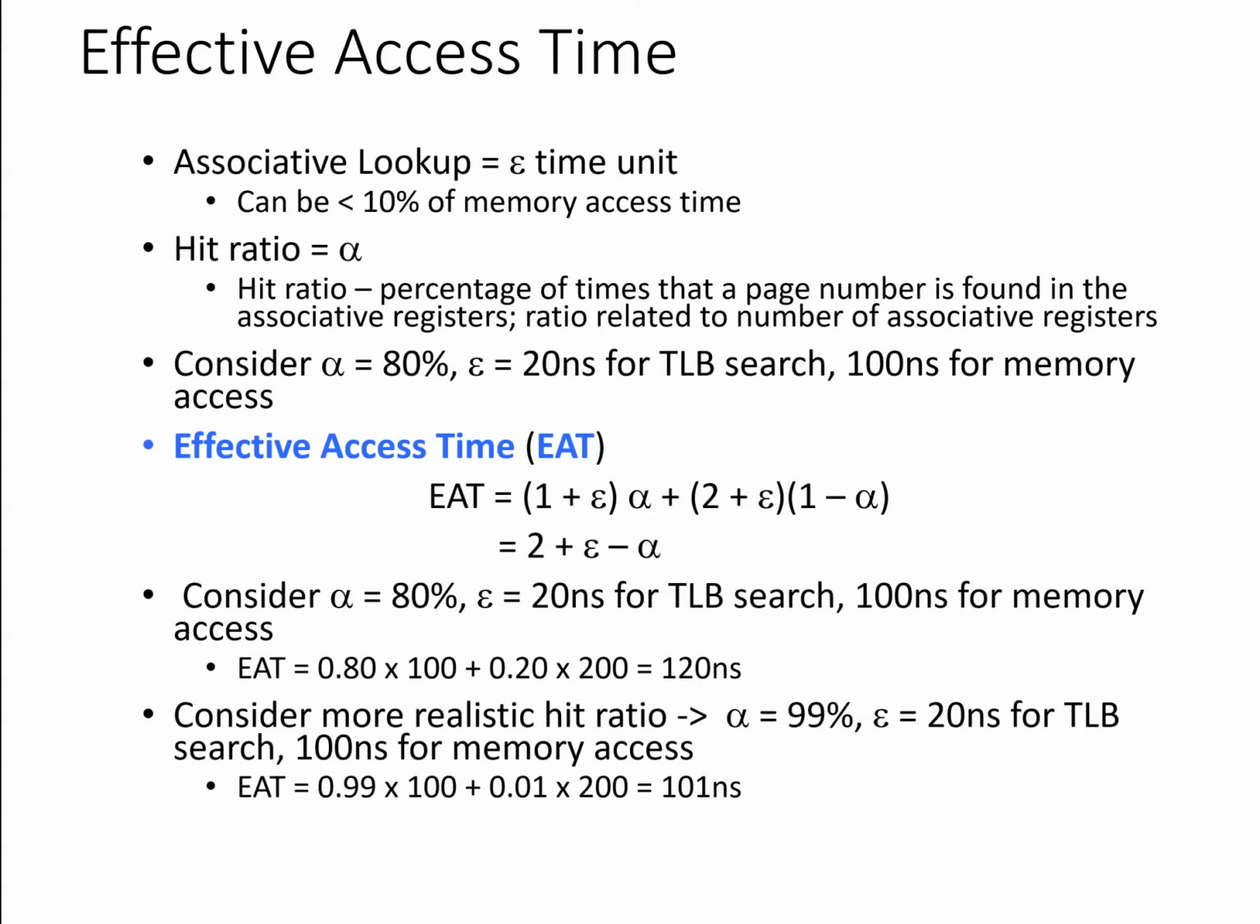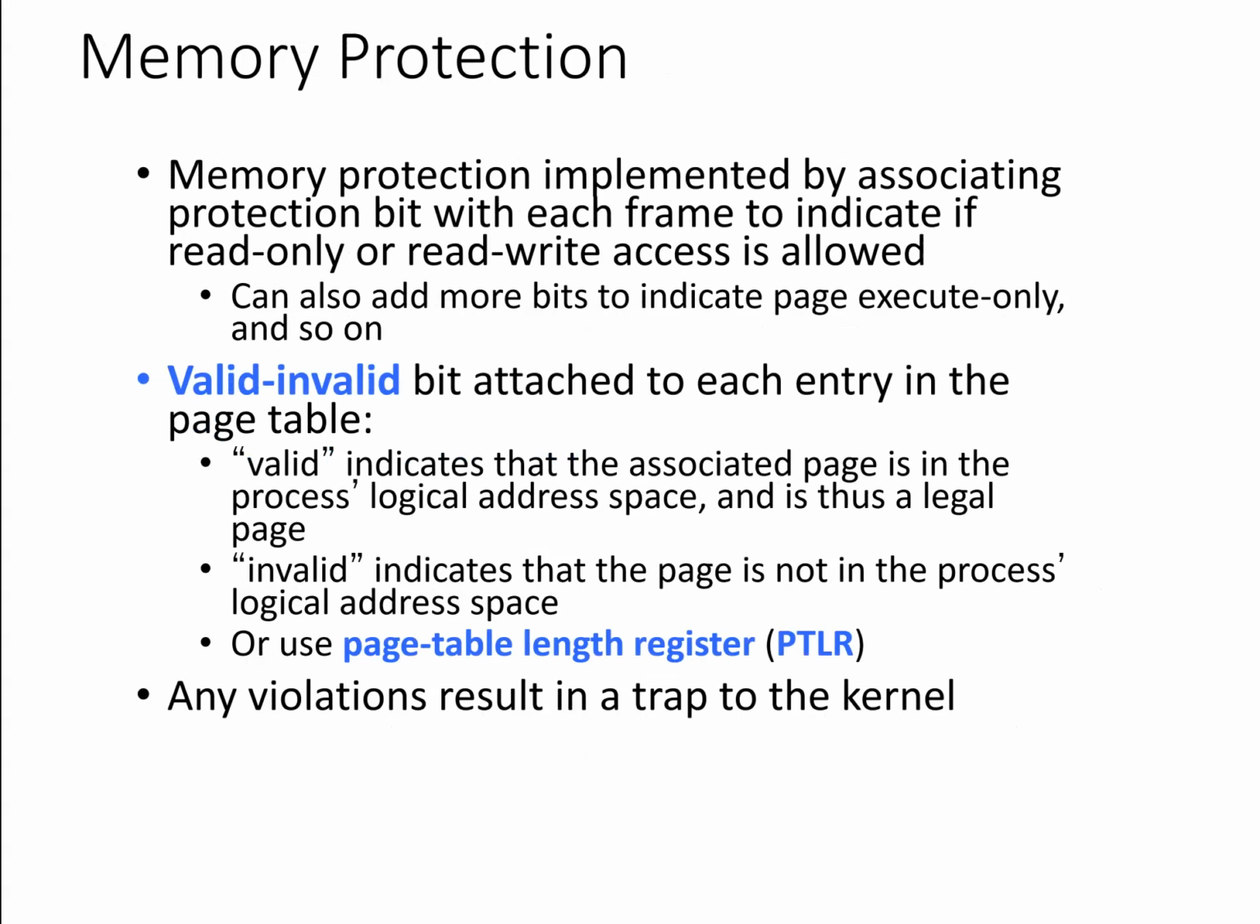For effective access time, the associative lookup can be less than 10% of memory access time. Let's call our hit ratio alpha, and consider alpha equal 80%, epsilon time unit, 20 nanoseconds for a TLB search. So our effective access time is computed below. And if you look at 120 nanoseconds, that could be expensive given enough accesses. So on to memory protection.